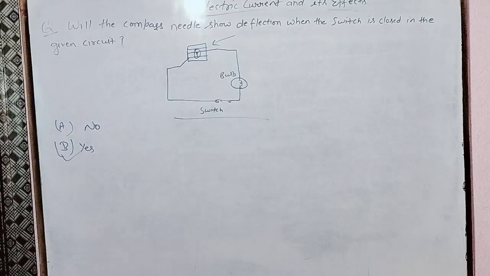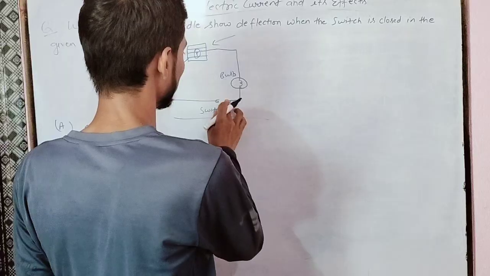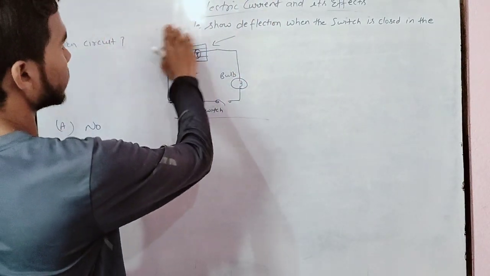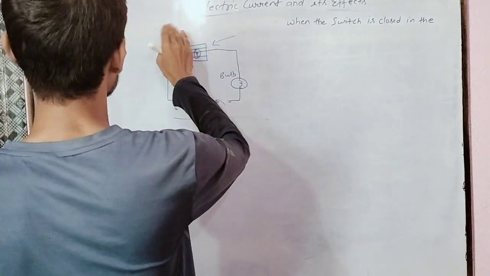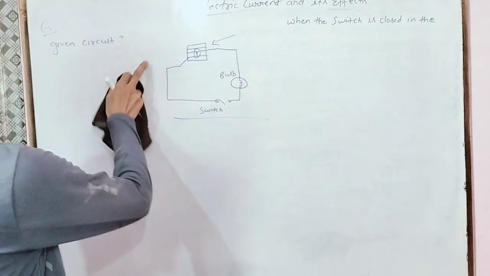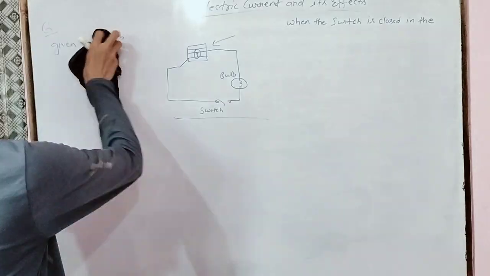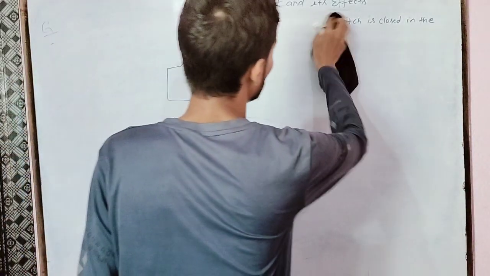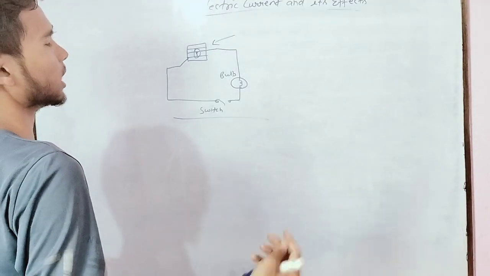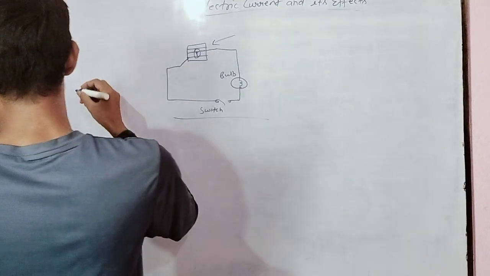Next question. This is a figure, but the question is something else. From this question, we understood that this will behave as a current. Next, we will understand the heating effect and magnetic effect with an equation.